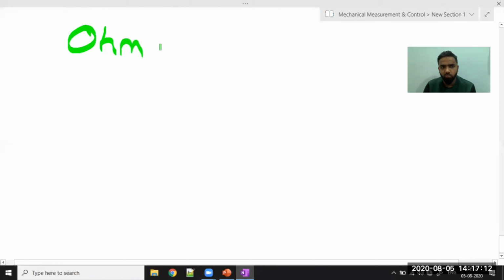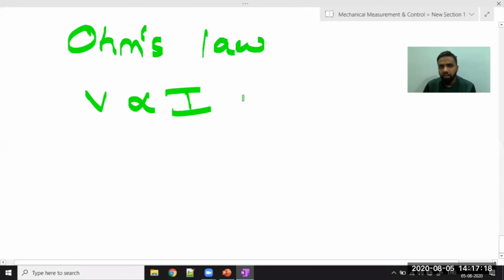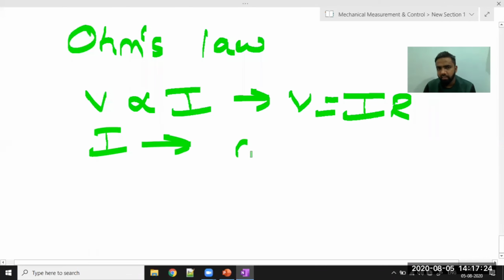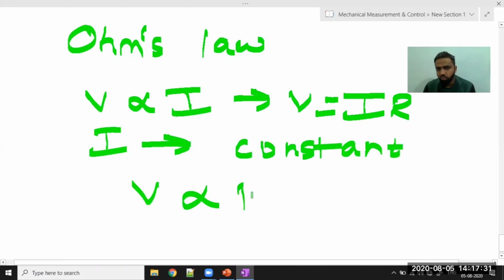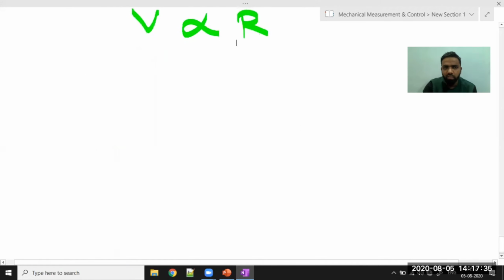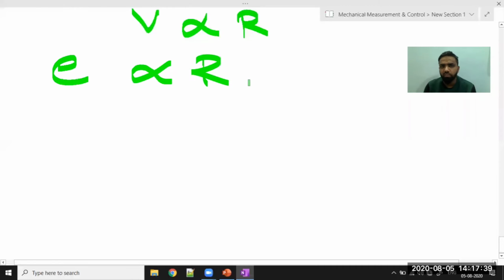Now, according to Ohm's law, what do we get? We understand by Ohm's law that V is proportional to I, and we also know that V is equal to IR. Since we will keep the current constant in this circuit, voltage will be proportional to resistance. In our topic, we consider voltage to be EMF. EMF will be proportional to the resistance.